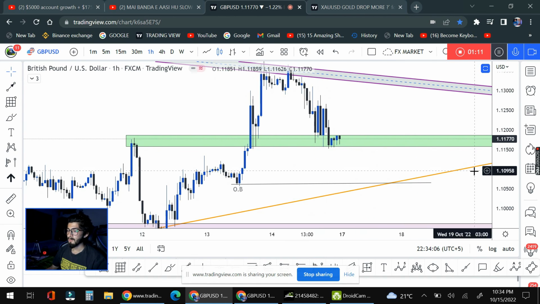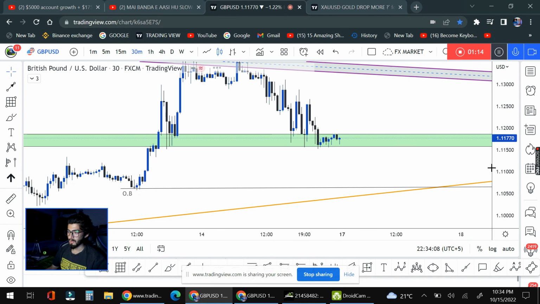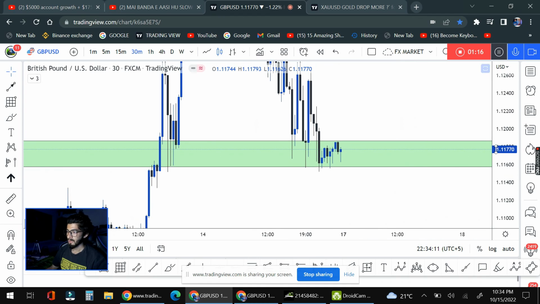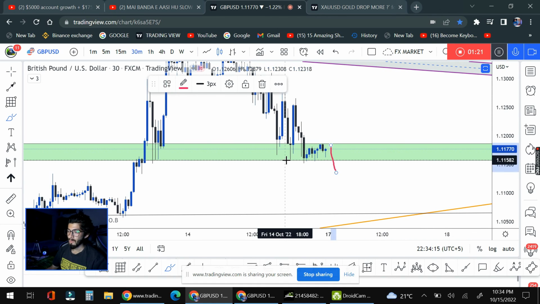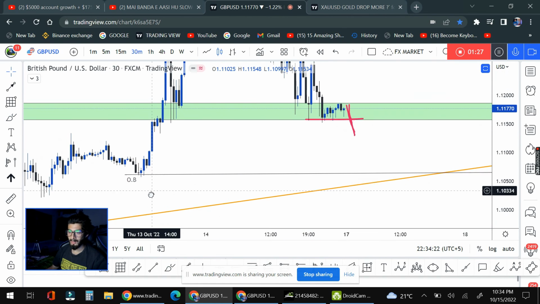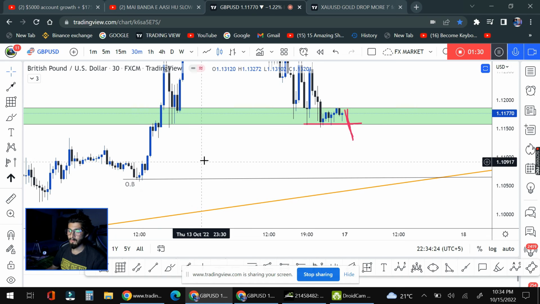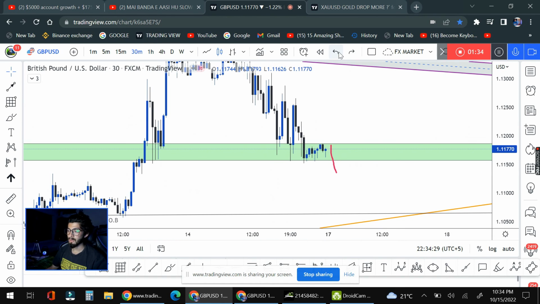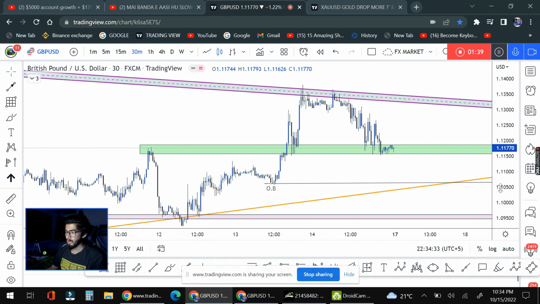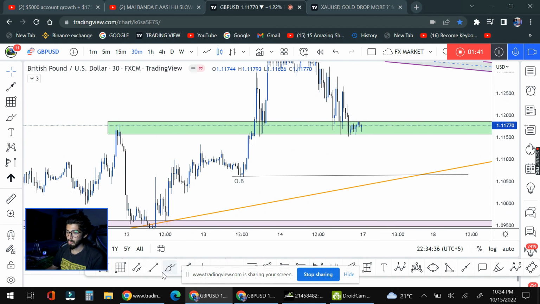So on the Monday opening, if we go to the shorter time frame, the 30 minutes, you can see that if price breaks this area to the downside, and breaks this area of Friday support, then we expect that price comes to this order block area, which is 13th of October low area. So if price breaks this area to the downside, we expect that GBPUSD comes to test this area of order block.